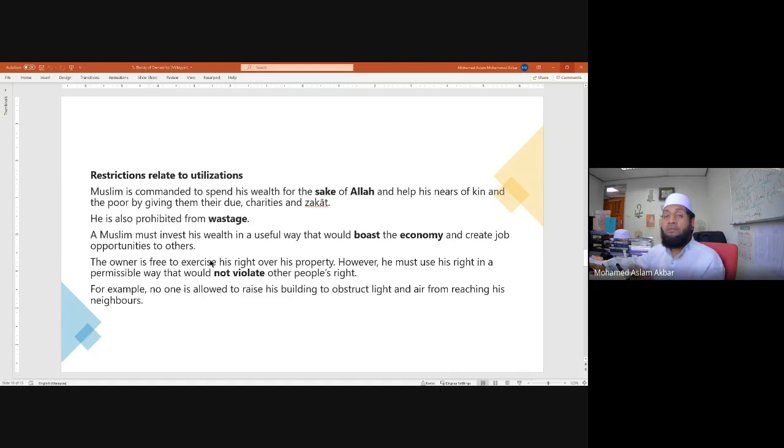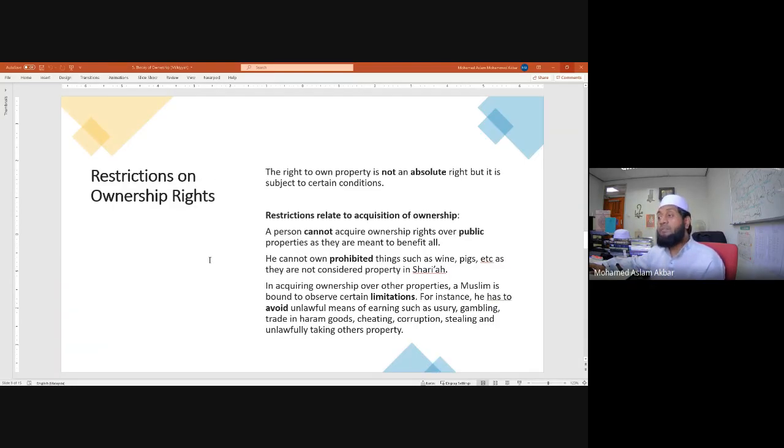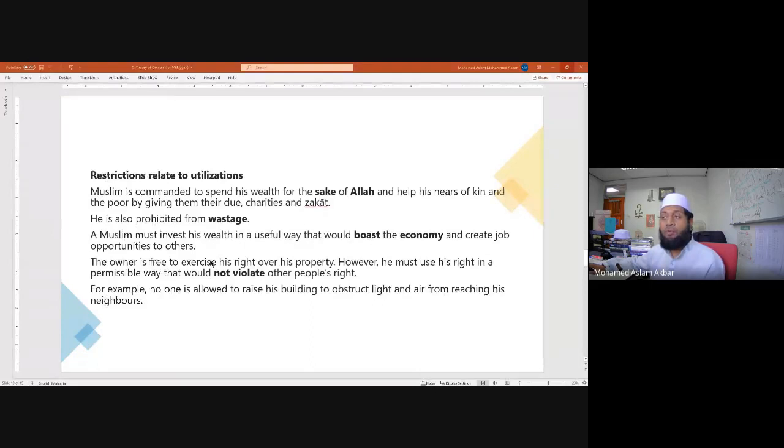That's why, like previously we said, we are not allowed to own any public properties, any prohibited things, or to earn something through unlawful means. Now we are talking about after you become the owner of something, what are the things you need to observe. A Muslim is commanded to spend his wealth for the sake of Allah and help his near of kin and the poor by giving them their due, which we call zakat. So every time you earn something, you have the property, make sure that you pay zakat for it.